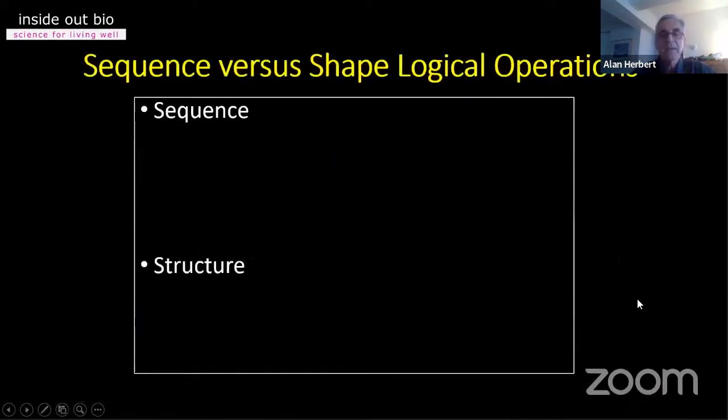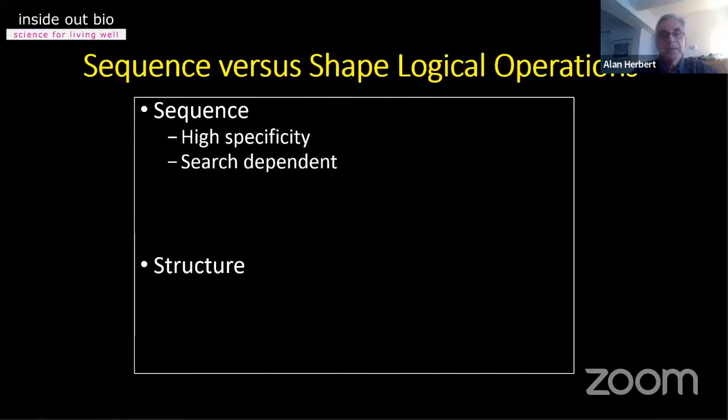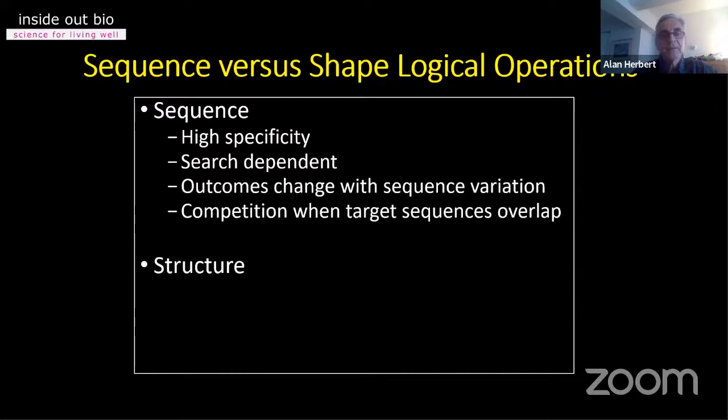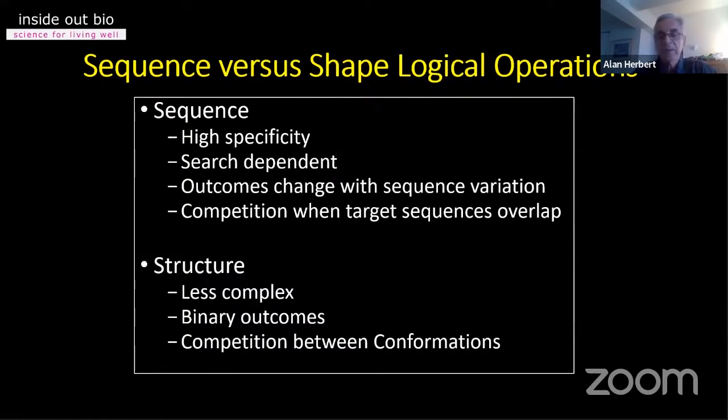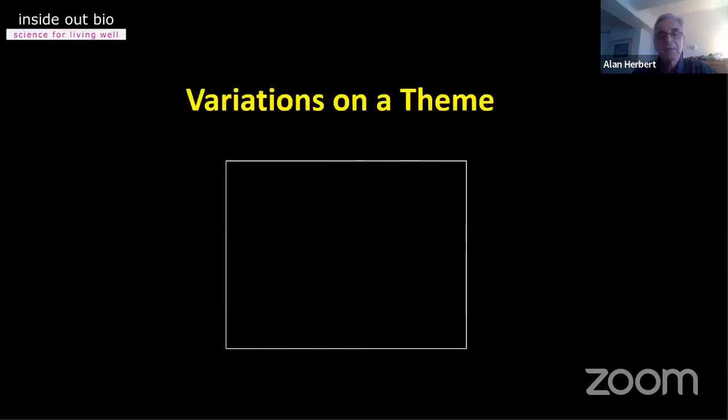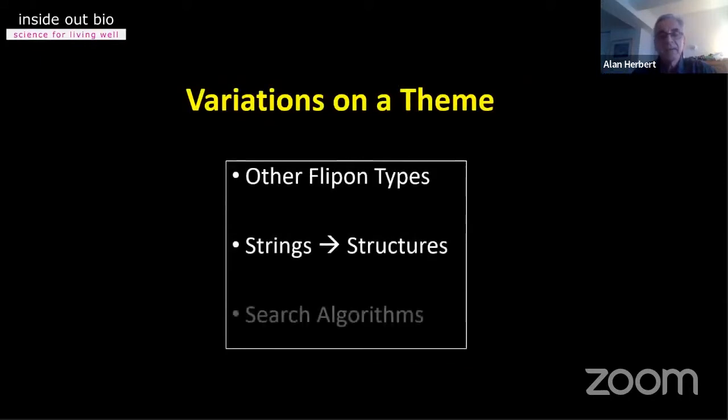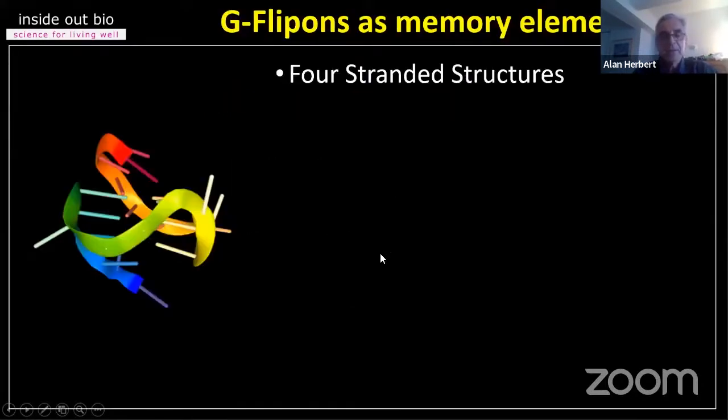So just to compare the different types of logical operations, shape versus sequence, you can see that sequence has high specificity. Finding it is search dependent. The outcomes change with sequence variation, and there's competition between the different target sequences that you're searching out. In terms of structure, it's much less complex. You get binary outcomes, and you get competition between conformations. So there's lots of variations on the themes there. You have other flip-on types. You have the string structure functions that I talked about, and then the search algorithms that underlie finding information in the genome.